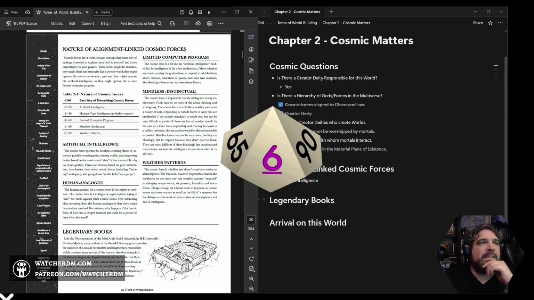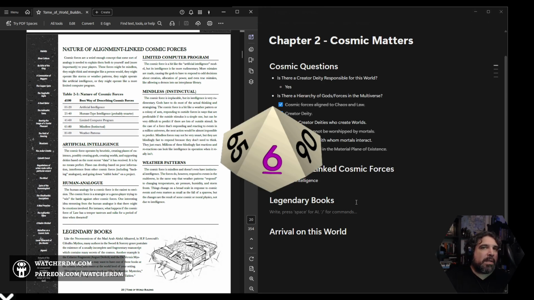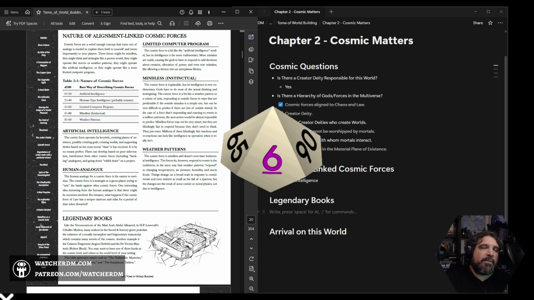All right. So the force operates by heuristic, creating planes of existence, possibly creating gods, creating worlds, and supporting deities based on the most recent data it has received. It is by no means perfect. Flaws can develop based on poor information, interference from other cosmic forces, including hacking analogs, and going down rabbit holes on a project. Interesting. I don't know that I love that, but it's what we rolled. So we're going to go with it. We're going to see where it takes us. Maybe there's some cool stuff in there.